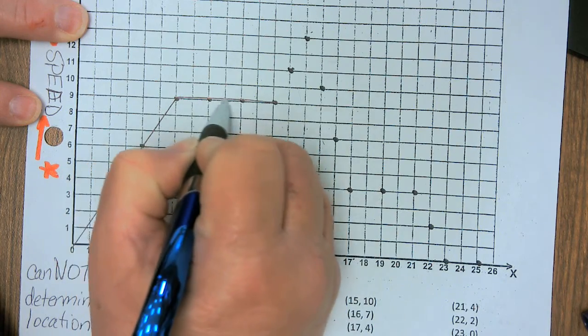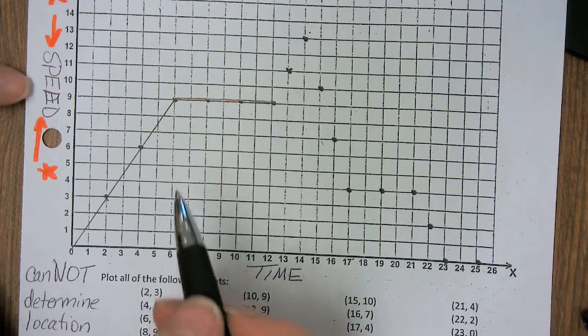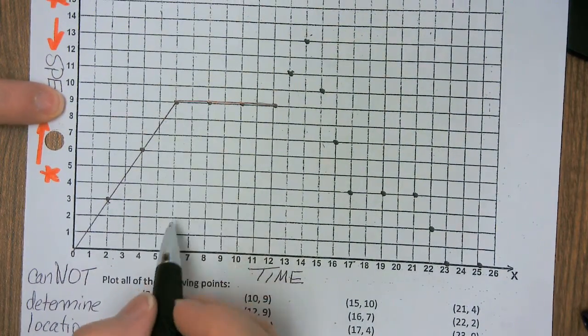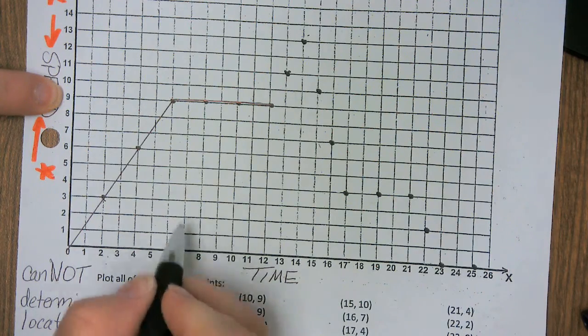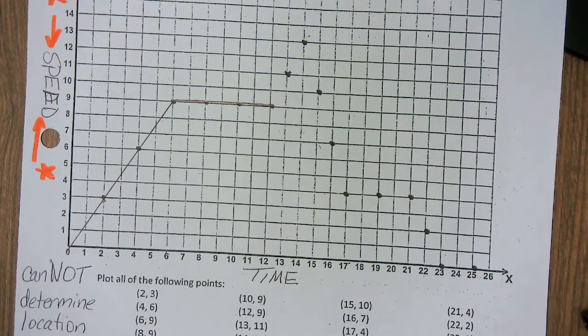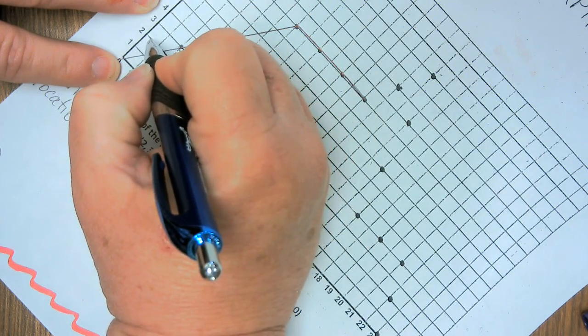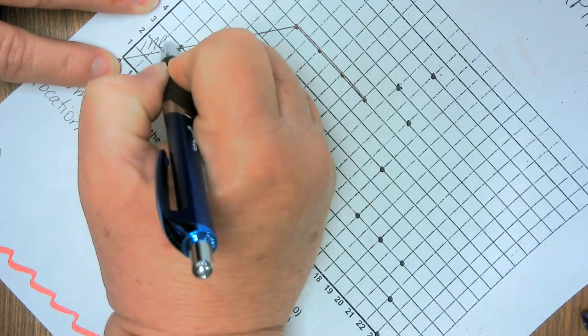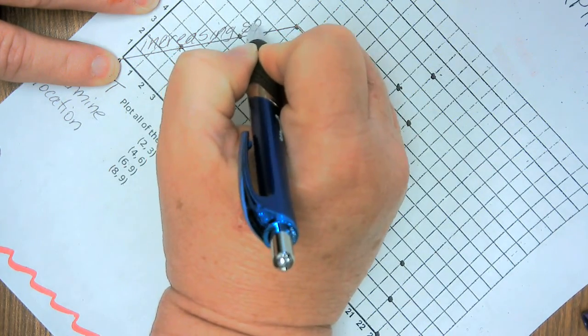Then we have something going on right here. On our previous graph, that meant that it was stopped. Well, that's not really what's going on here. If you look at 6 seconds, the speed is 9. At 7 seconds, the speed is 9. It isn't being still. This section, we had a speed of 3. Here we have a speed of 6. So this is increasing speed.